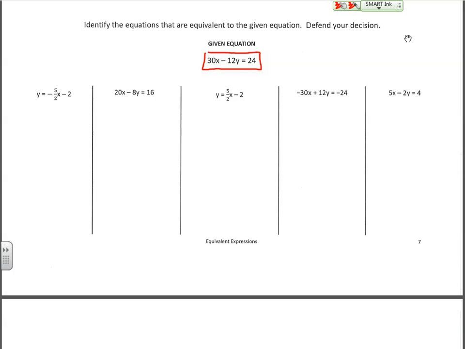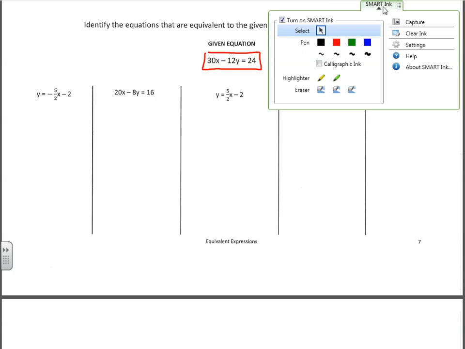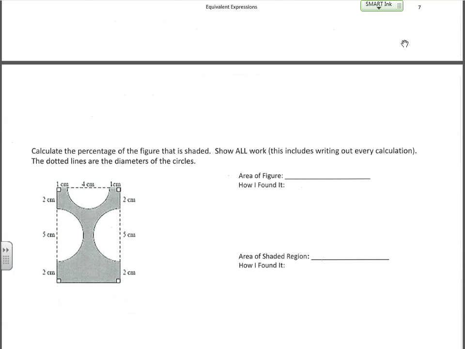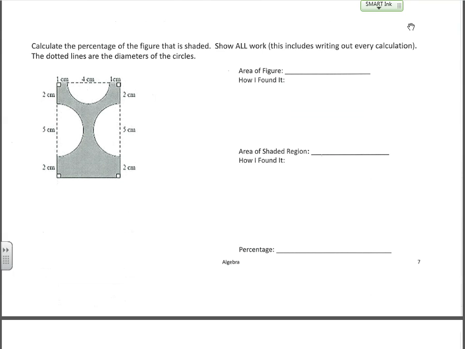You could graph it. You could guess and check, right? There are lots of different options here. But that's essentially what you are going to be doing. Does an ordered pair that works in the given equation work in the others as well? Okay? Make sure you are defending your answer there. Moving on to the shaded area section.